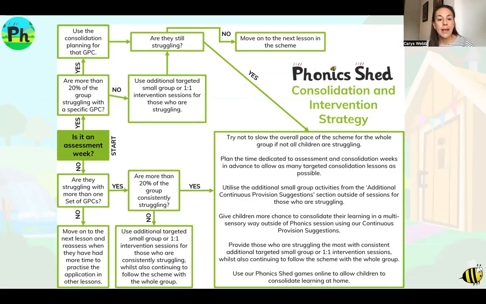Throughout our scheme, we have factored in and designed into the long-term plan regular assessment weeks, which is a summative form of assessment that's scheduled for you to have that time to sit down with the children in your class and see where the gaps lie. And that can then inform whether you use consolidation or intervention plans. So I'll leave this up here for the moment. It's also on our Phonics Shed site in the resources section, if you take out a free trial.